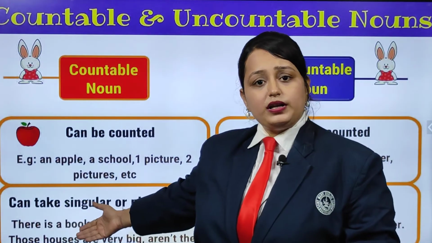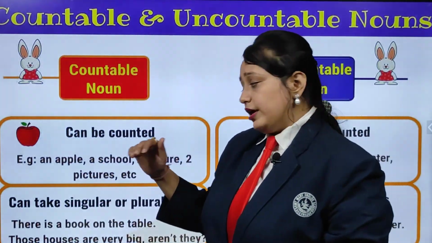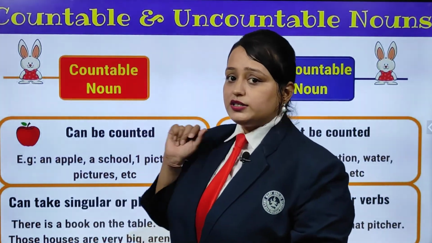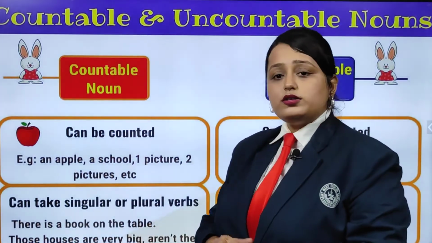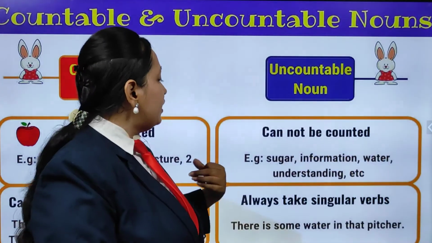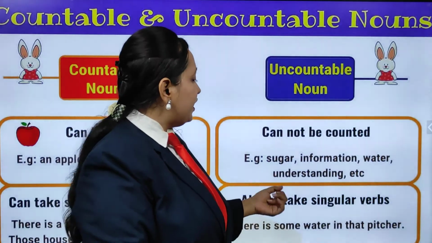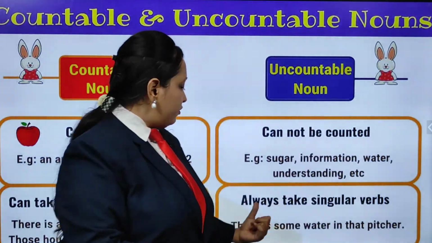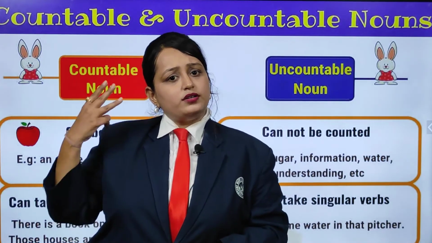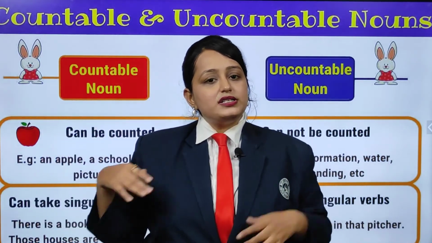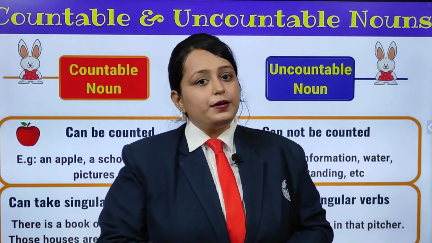Now with countable nouns, we can use singular or plural forms. If I take book, then it's okay. If I use houses, then also it's fine. But with uncountable nouns, there is a condition. We can only take singular verbs. For example, if I say water, I will not say 2 water, 3 water, 4 water. I will say some water, much water, little water. Okay.